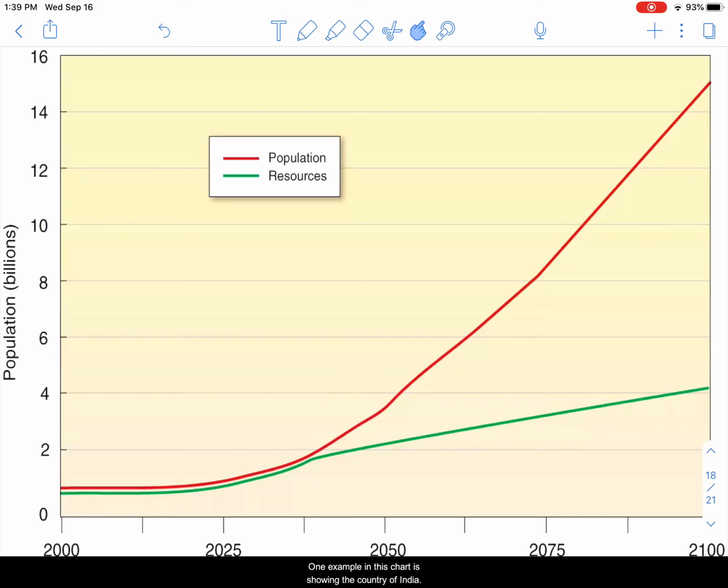One example on this chart is showing the country of India, its population as we are entering into the second quarter of the 21st century. You can see its population is over 1 billion. The projections are that by 2050, India's population could be approaching 4 billion. The worry is that its resources, which is the green line, are going to continue to separate from its population. There won't be enough resources for people there. And then you see by 2100, some projections, if they continue at the current rate, would have a large gap between those who are existing and the resources they need to exist. So that could lead to a lot of famine.